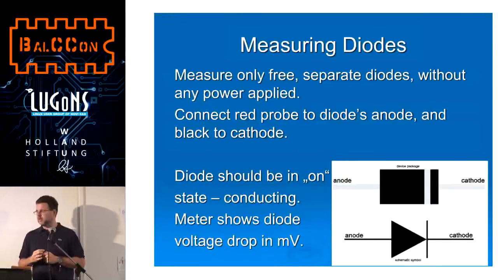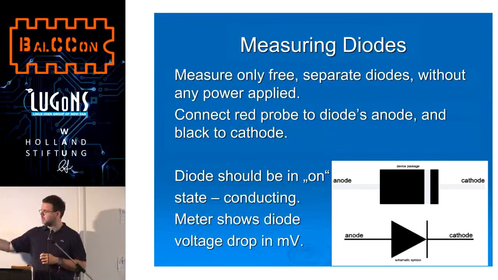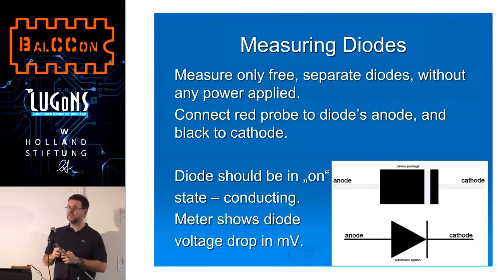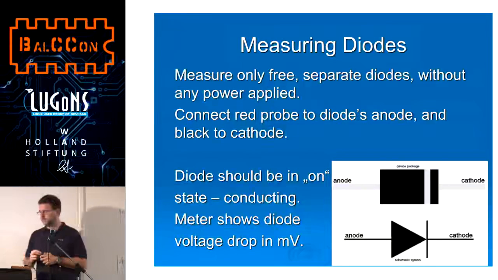Probes are the same as for voltage measurement, and this is how a diode looks in schematics. If positive voltage is on the anode and negative on the cathode, it's the state when the diode is passing the current. If you reverse the polarity, the diode will cut off and won't pass any current.